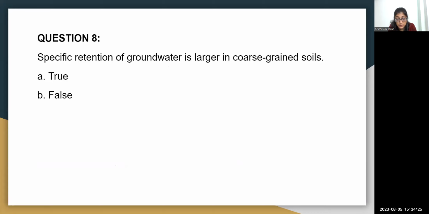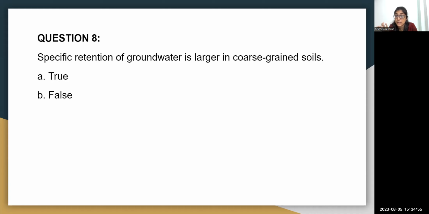So we learned what specific retention is. Specific retention is when the water is held by the soil particles. The molecular attraction of the soil particles will retain water. That amount of water is called specific retention. Now, if the specific retention of the soil has to increase, what should be the size of the soil particle? Should it be big or should it be small?